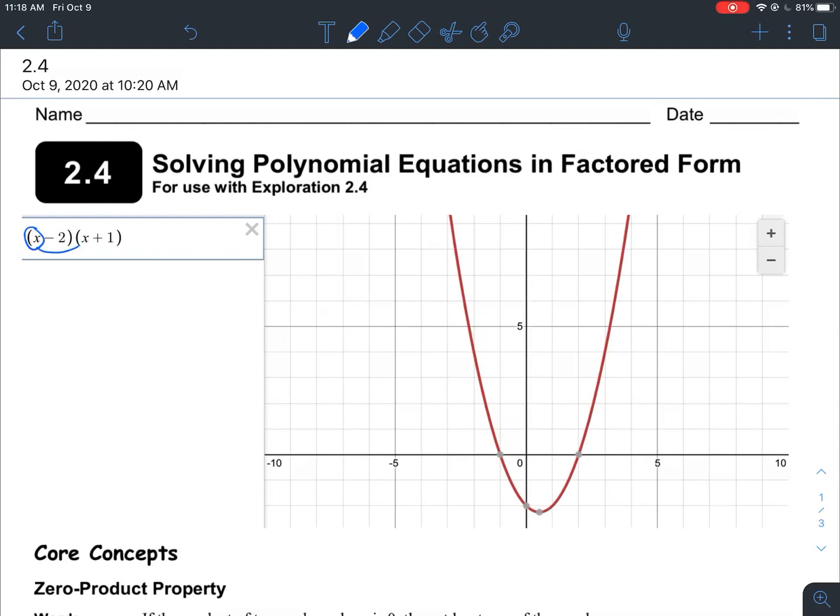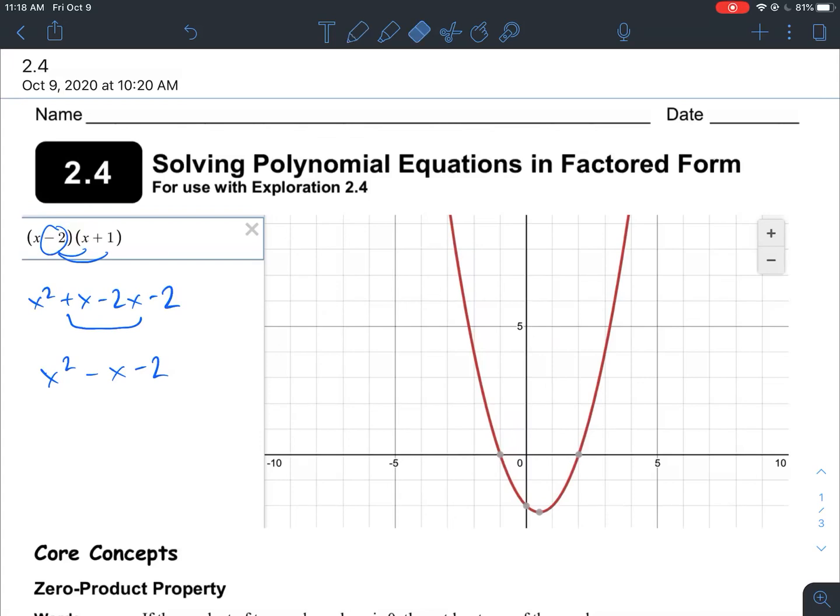I'm going to multiply the x by both terms of the other polynomial, so that's going to be x squared plus x, and then negative 2 times both terms over here, I'll have minus 2x minus 2. I can combine those, so I have x squared minus x minus 2 when I multiply those together. Okay?